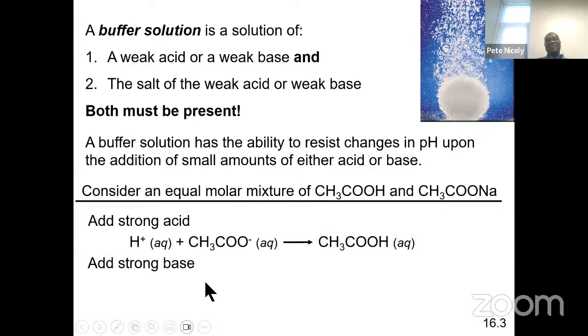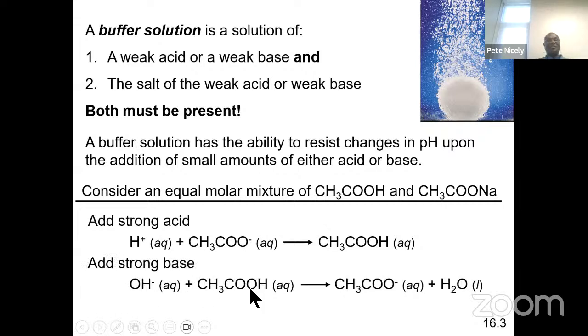If you add a strong base to a buffer solution, this is the reaction that will take place. The base will create hydroxide ions in the aqueous solution, and the hydroxide ion will react with the acid part of the buffer to form the acetate ion. The acetate ion is a much weaker base compared to the hydroxide ion, and therefore the acetate ion will not have a profound effect on the pH. Again, the pH will change. In this case, the pH will rise, but it will not rise to a very large extent, all right? So that's basically, in a nutshell, how a buffer works.